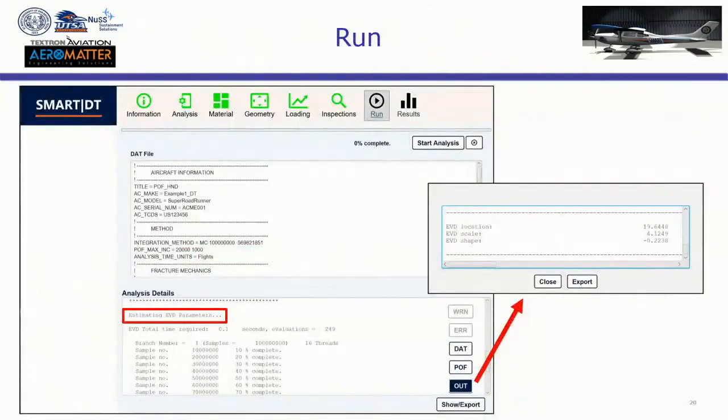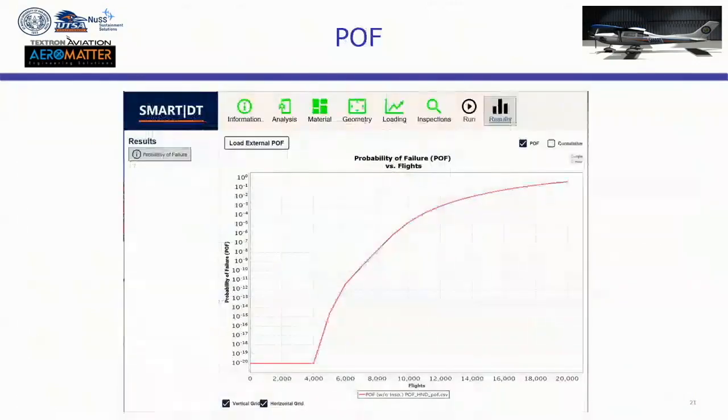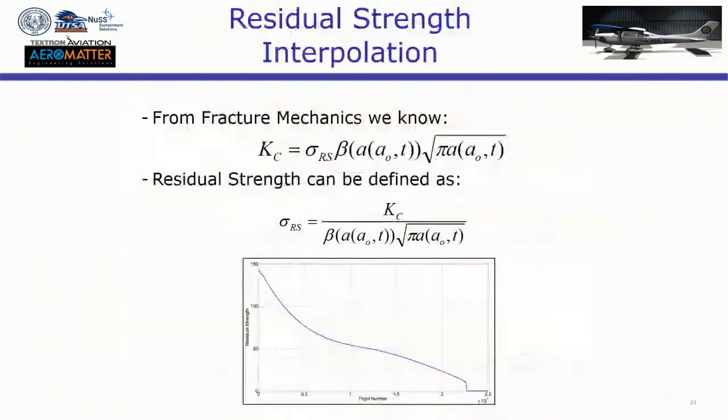This is what I just showed you. After I did the run, you can take a look at the EVD values just by clicking show and export. And this is the single flight POF results without any inspection. We have not covered any inspections, okay? So I have another 3 minutes too.